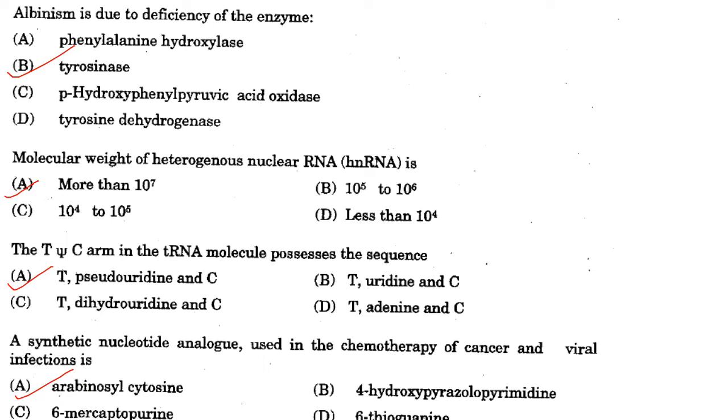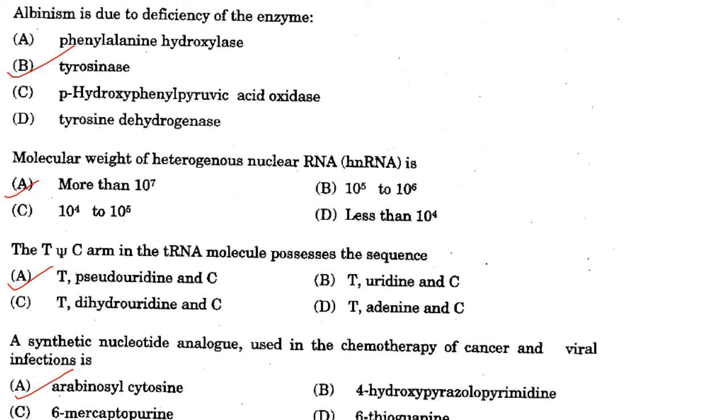Molecular weight of heterogeneous nuclear RNA, hnRNA, is more than 10 raised to 7. The TψC arm in a tRNA molecule possesses the sequence, answer A, that is T pseudouridine and C. T is thymidine and C is cytidine. So answer is option A.